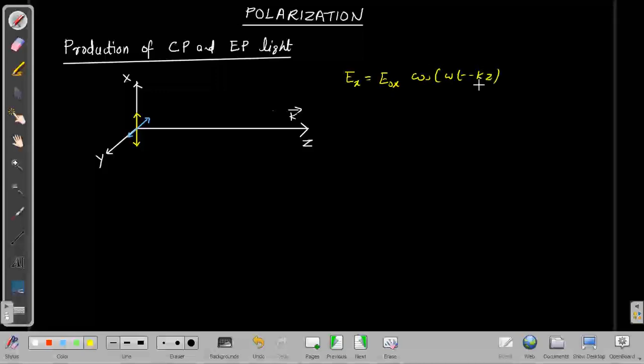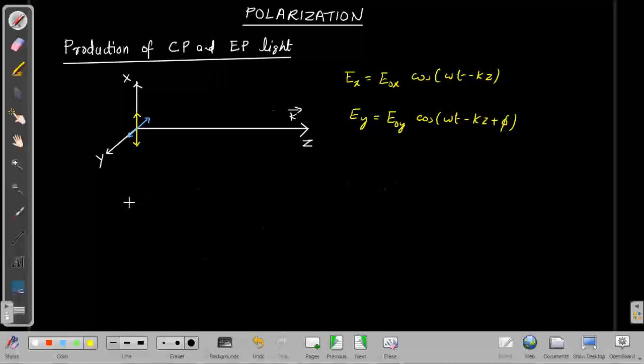So I can write the electric field along the x direction as Ex = E0x cos(omega t minus kz), and Ey I can write as E0y cos(omega t minus kz plus phi), where phi is the phase difference between Ex and Ey.